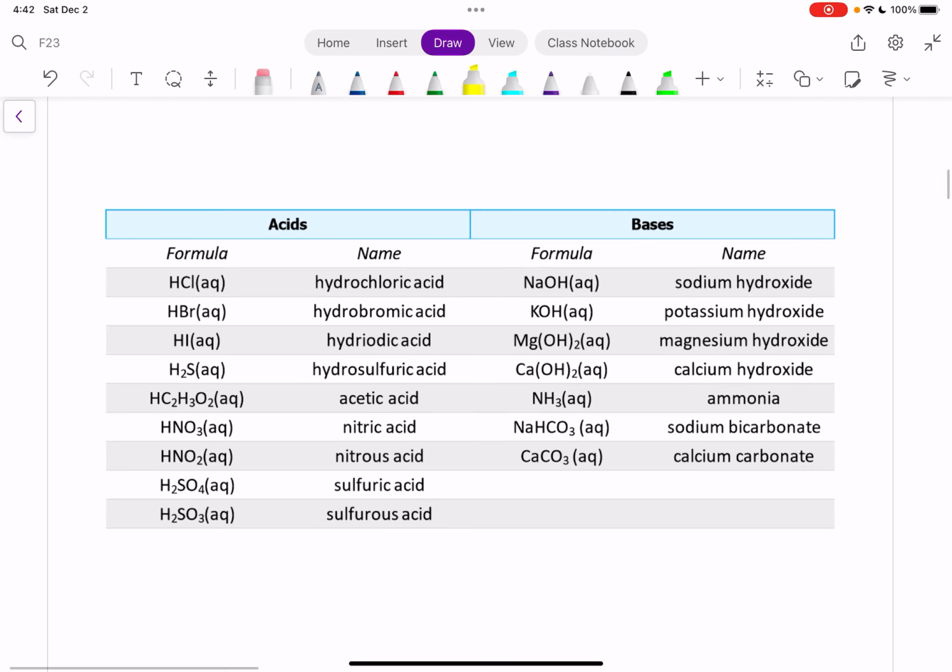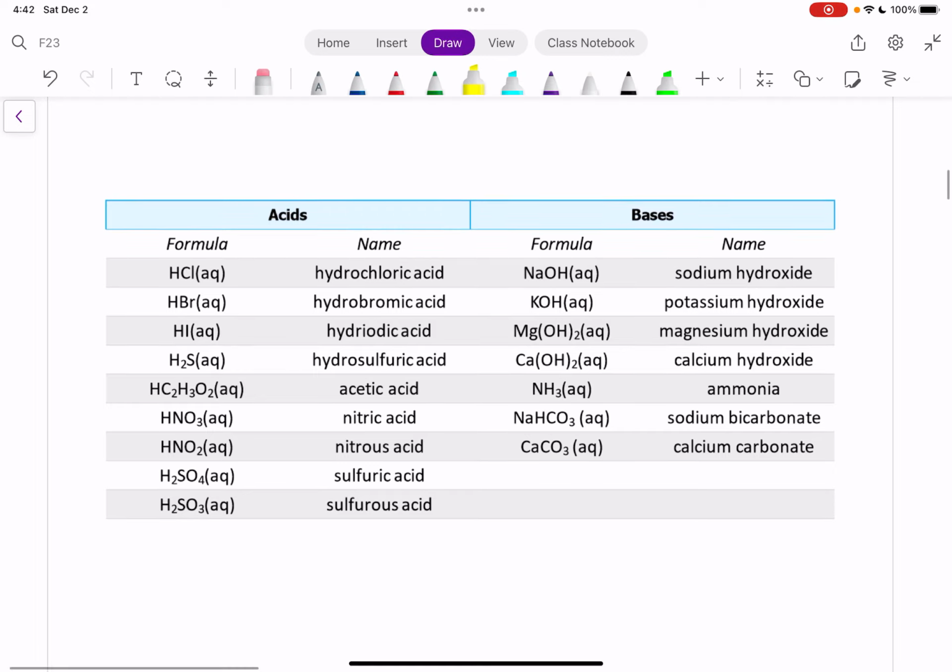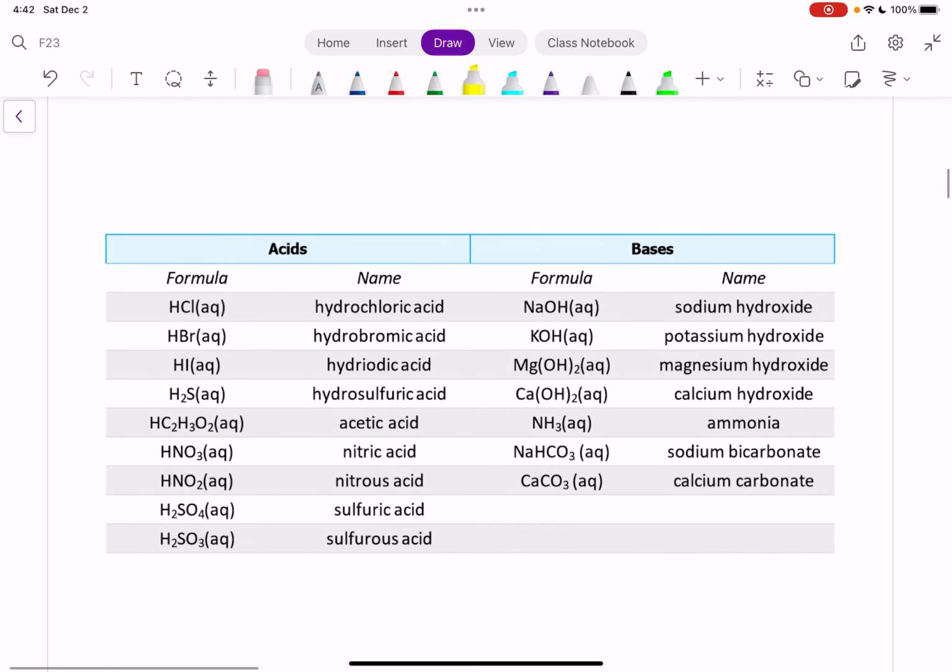So these are just some common acids and bases. I just wanted to show you guys some of these. You don't have to memorize all of them, but I'm going to highlight the ones that I do want you to memorize, and this will just make your life easier. So the first one I want you to memorize is HCl, hydrochloric acid. I also want you to memorize hydrobromic acid, hydroiodic acid, and sulfuric acid.